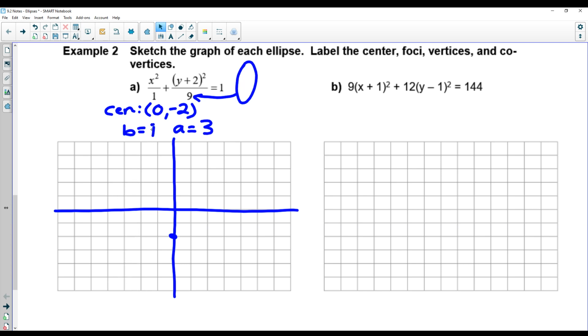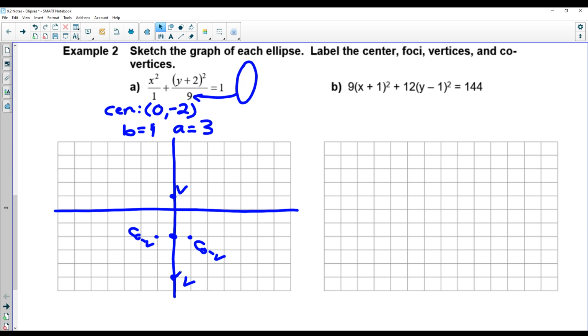So I'm just going to go ahead and graph these, or count on the graph, to find my vertices and co-vertices. So I'm going to count 3 units up. There is my vertex, 3 units down. There is my vertex. My vertices are vertical on the graph because it's stretched vertically. All right, my co-vertices are going to be 1 unit to the left, 1 unit to the right. So these are my co-vertices to the left and to the right.